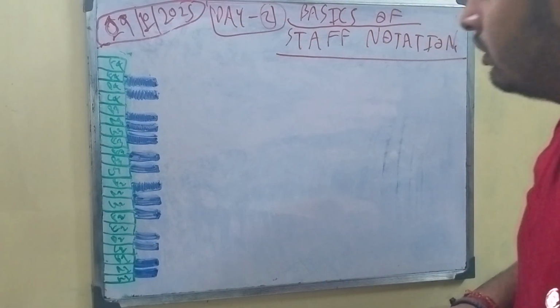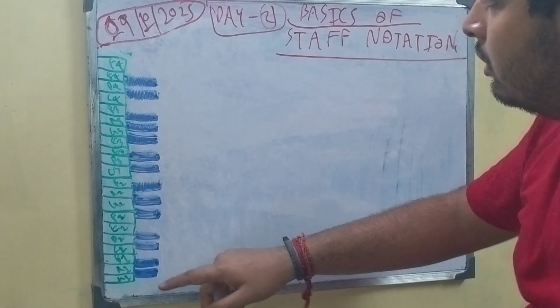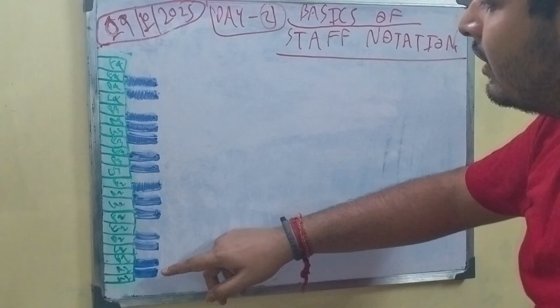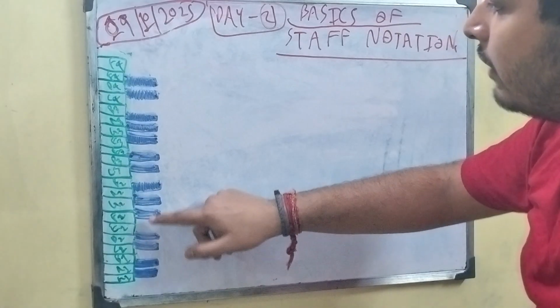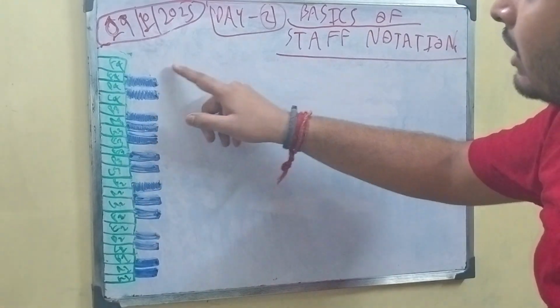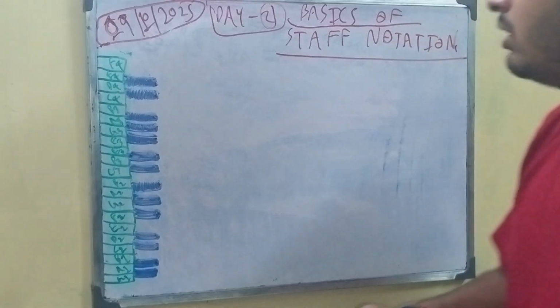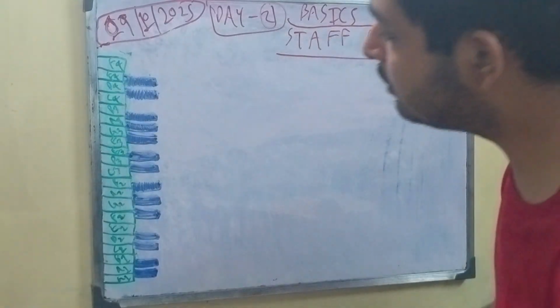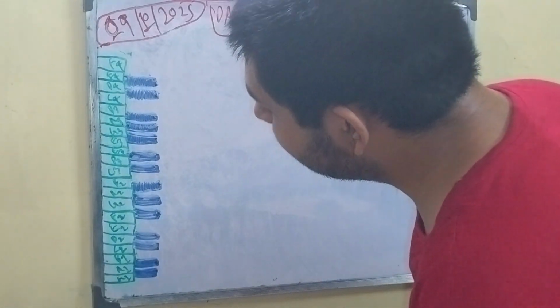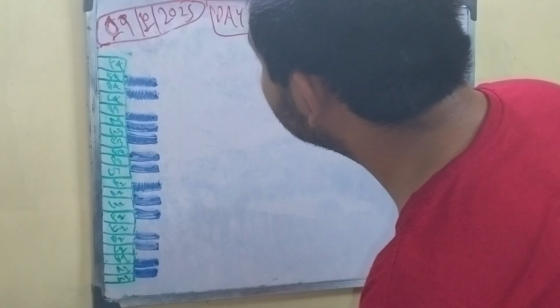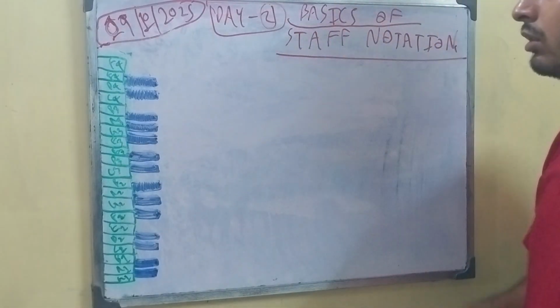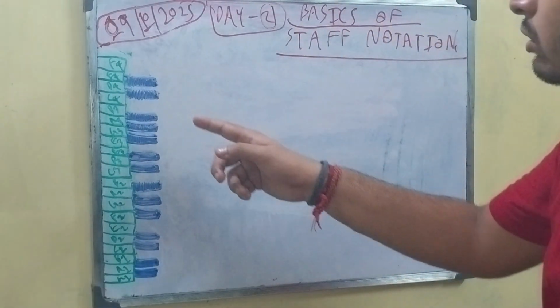Yes. So, how many black keys? Let me check. 1, 2, 3, 4, 5, 6, 7, 8, 9, 10, 11, 12, 13, 14. Yes. In each octave there are 5 black keys between C to B. Between G to C there are 2 black keys. Between C to F also there are 2 black keys. So 5 into 2, 10 plus 2 plus 2, 14. It's correct.